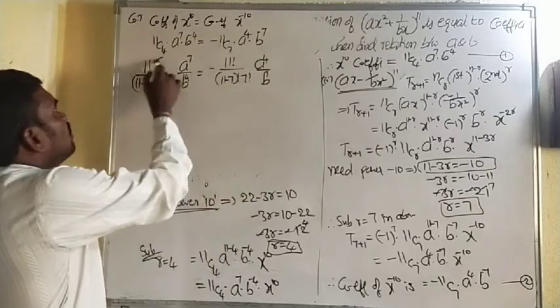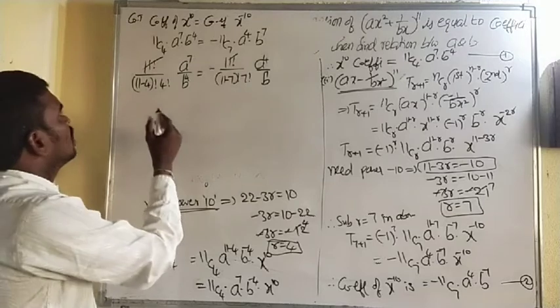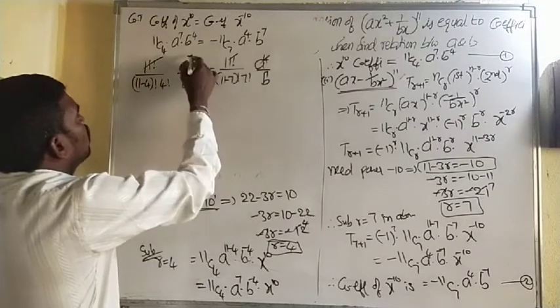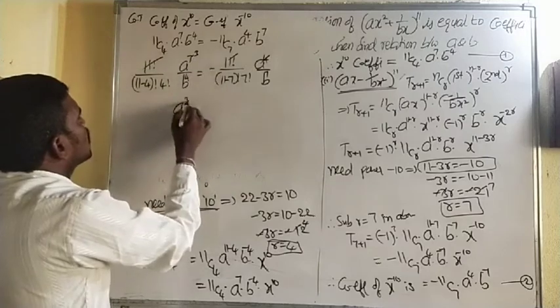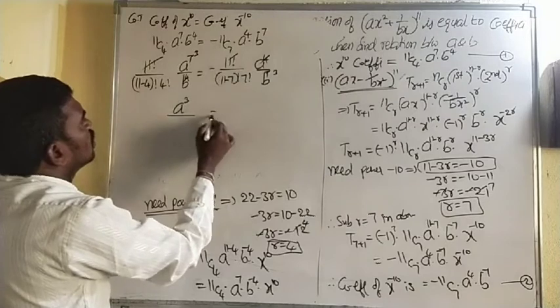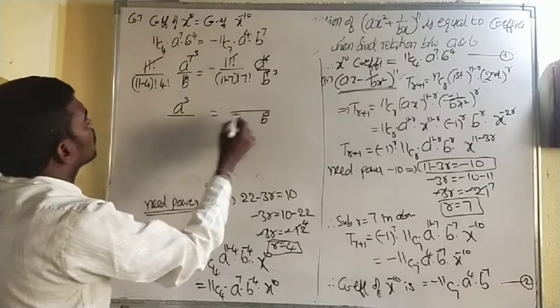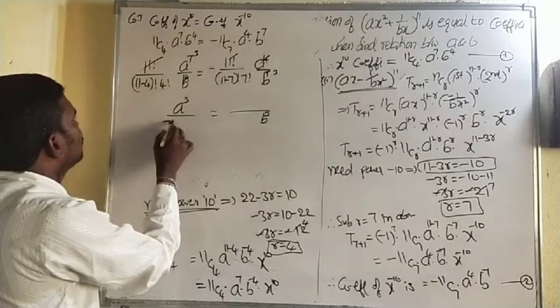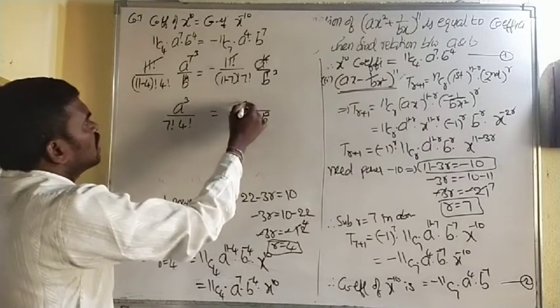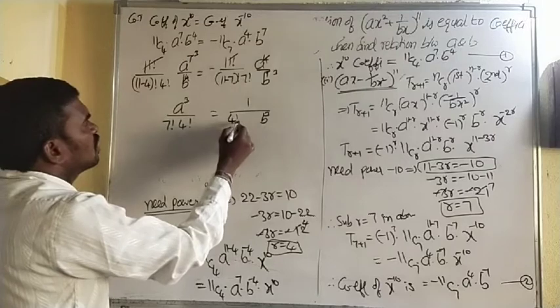See, on both sides 11 factorial cancels. Simplify this: a power 7 by a power 4 means a power 3, so we get a cube. By b power 4 by b power 7 means we get b cube. And here 11 minus 4 means 7 factorial and 4 factorial. Here the numerator has nothing, the denominator is 4 factorial into 7 factorial.